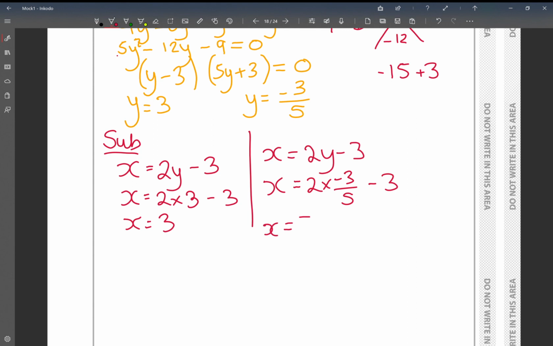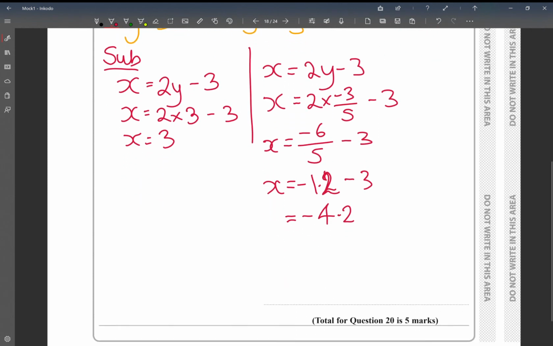2 times minus 3 is minus 6 over 5, minus 3. And then we just change that to decimal, minus 1.2, because it's a whole 1 and then a 0.2. Minus 3 equals minus 4.2. Okay, so that's the x values. Got two y values and two x values.